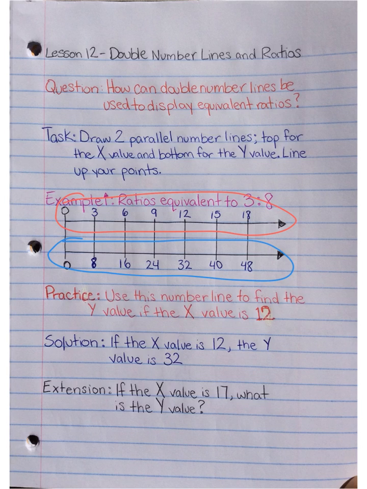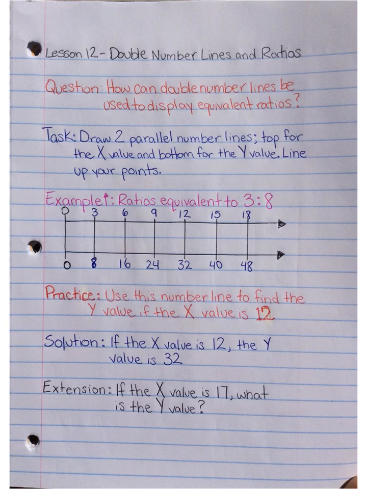Then you just line up your points. I know that sounds a little bit confusing, but really it's essentially the same thing as a ratio table. Whereas in a ratio table, the first column is the x column, and the second column is the y column, you just turn it on its side, and it looks like a double number line.